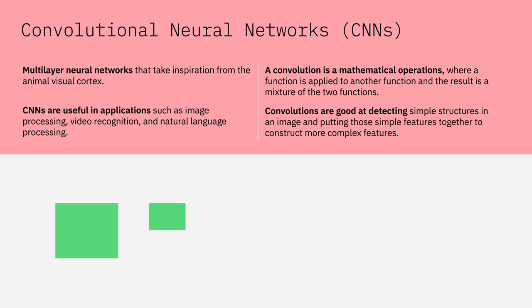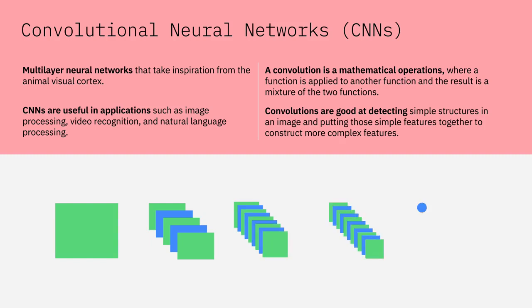In a convolutional network, this process occurs over a series of layers, each of which conducts a convolution on the output of the previous layer. CNNs are adept at building complex features from less complex ones.